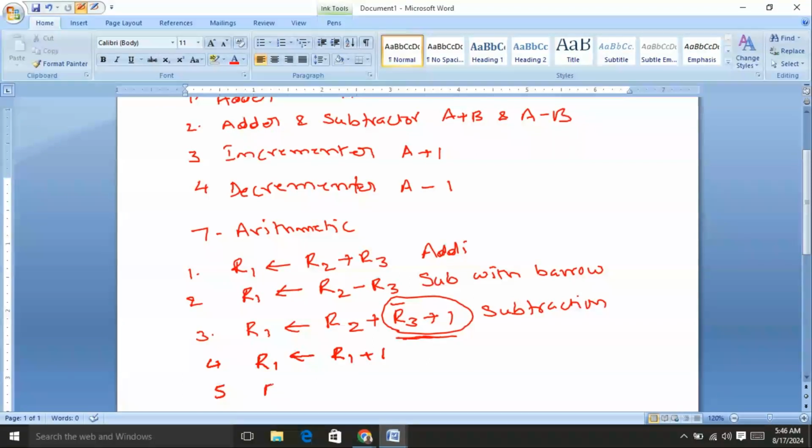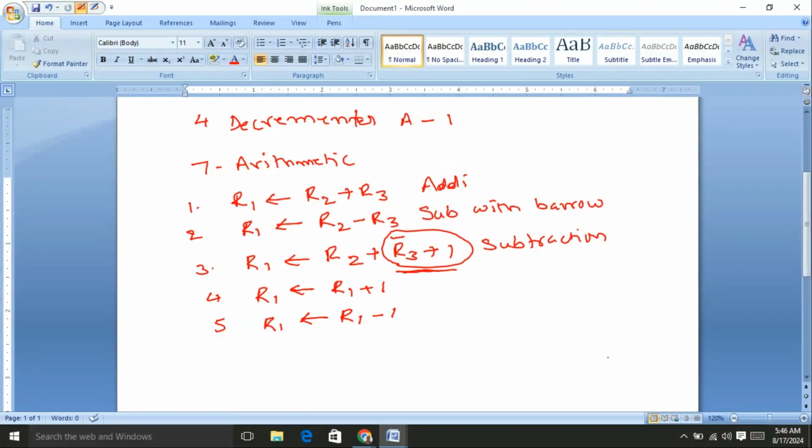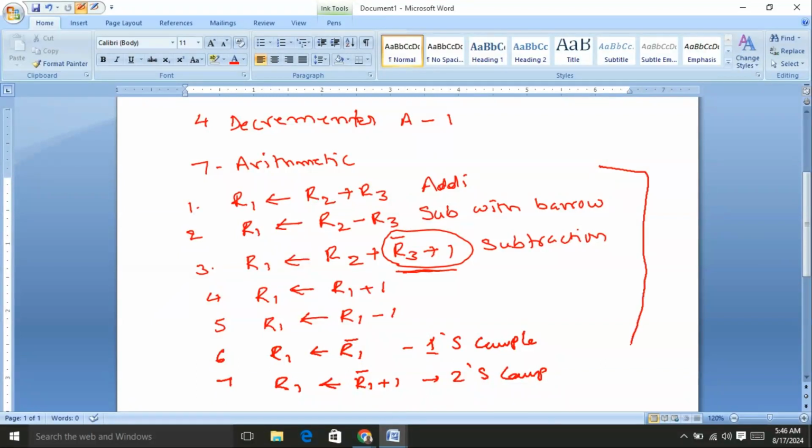The fifth one, R1 replaced by R1 minus 1. This is the decrement operation. And the sixth one is R1 replaced by R1 bar. We know that this is the one's complement operation. And the seventh one is R1 replaced by R1 bar plus 1. We know that this is the 2's complement operation. I have just revised all these 7 arithmetic operations, right?